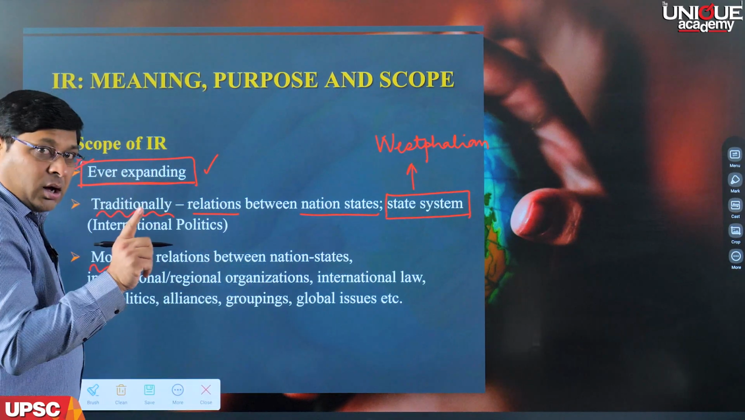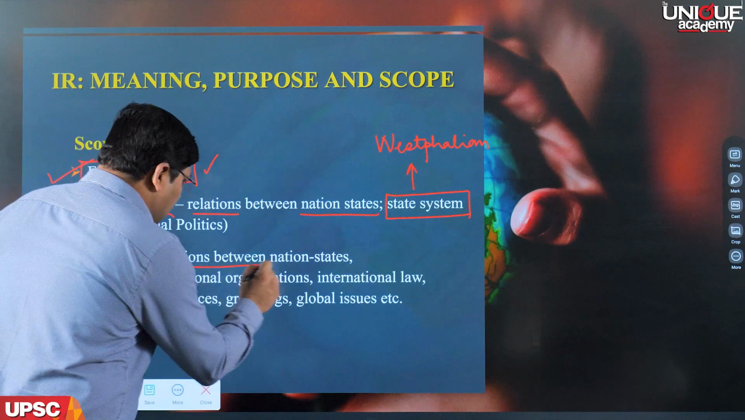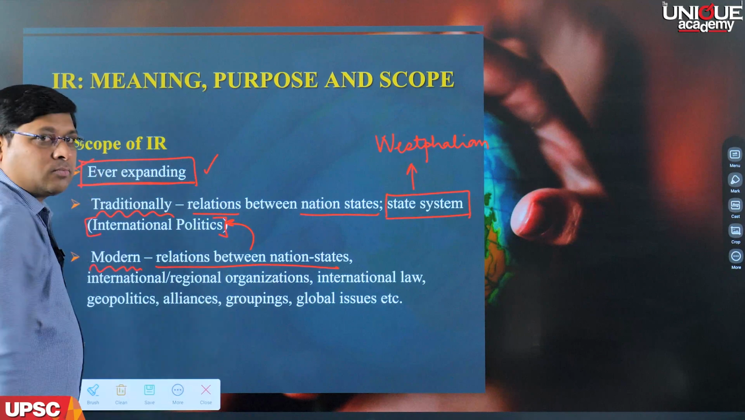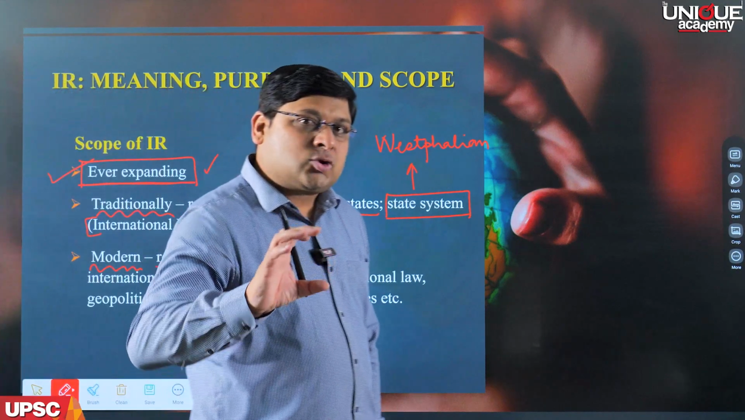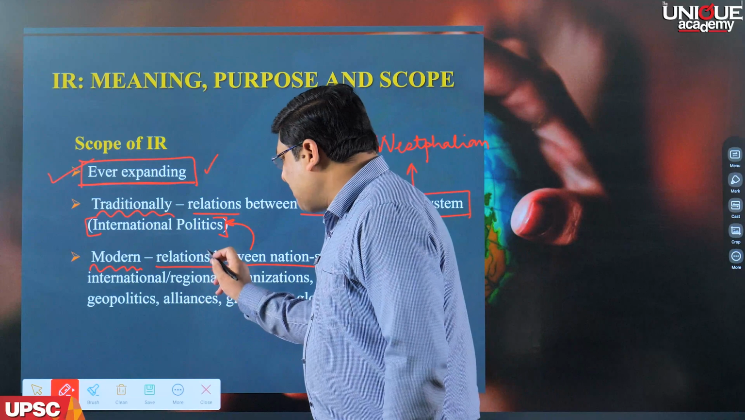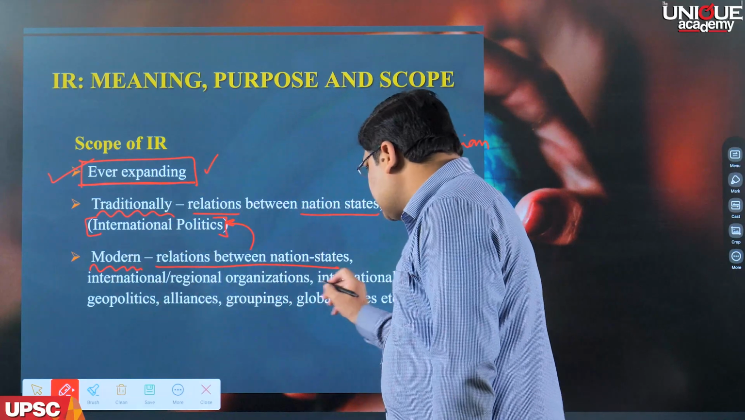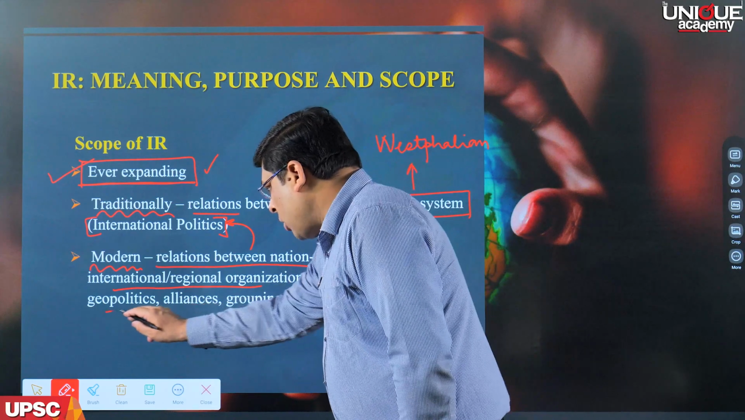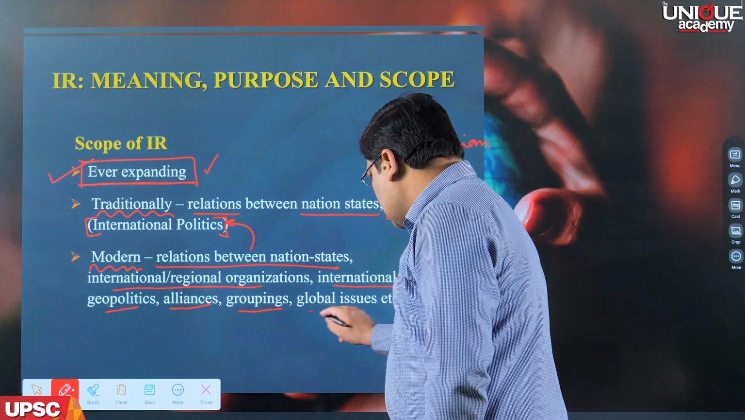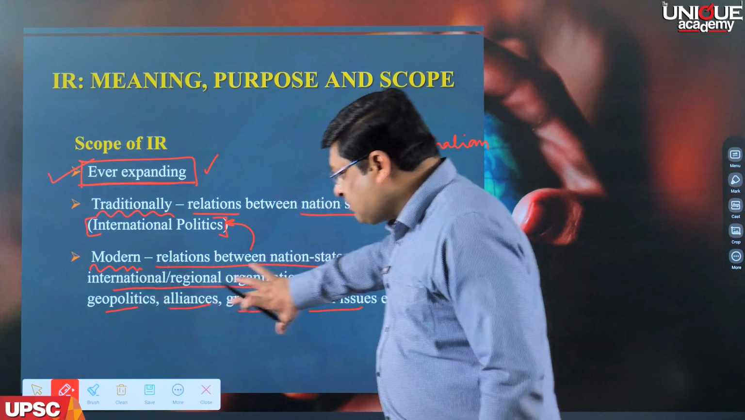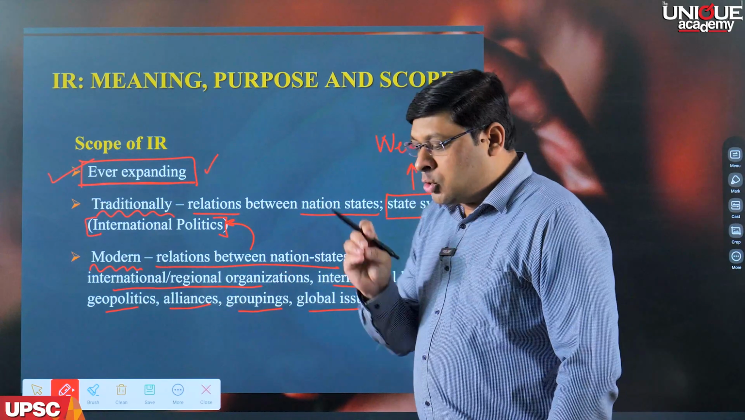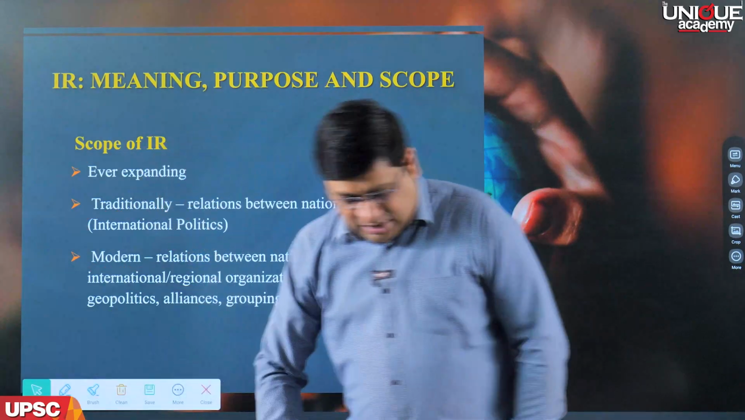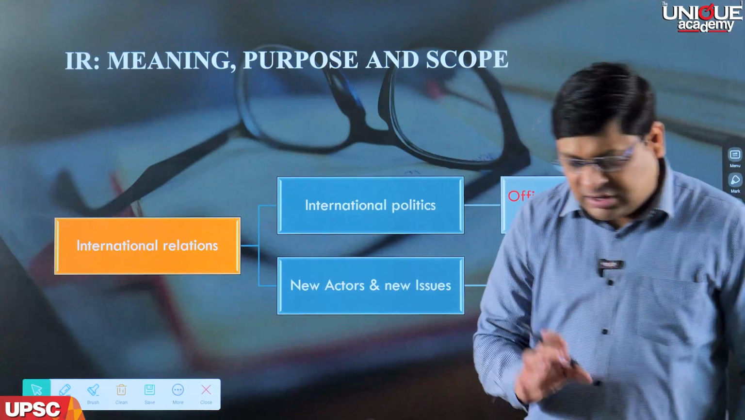So modern IR includes the relation between nation states, that is international politics, so to say. The traditional IR is called international politics, so that part is there in the modern. The additional thing is international regional organizations, international law, geopolitics, alliances, groupings, global issues. So this has expanded the scope of IR. To put it simply for your understanding, we'll go to the next slide that would summarize the thing that I'm talking about in a simple manner.